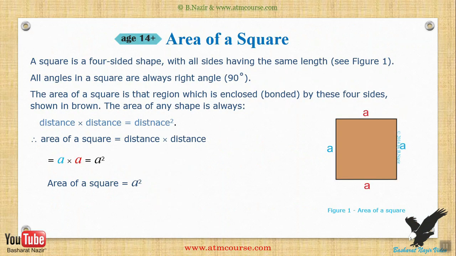Area of a square. A square is a four-sided shape, with all sides having the same length, see figure 1. All angles in a square are always right angles. The area of a square is that region which is enclosed, bounded, by these four sides, shown in brown. The area of any shape is always distance multiplied by distance equals distance squared. Therefore, area of a square equals distance multiplied by distance.